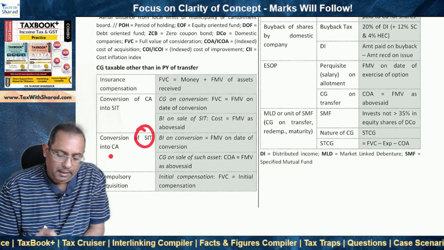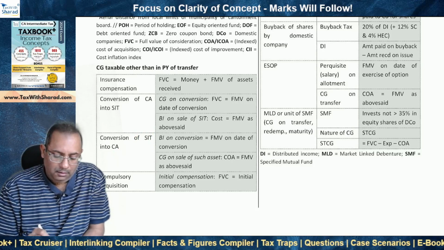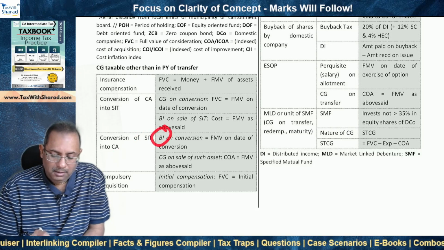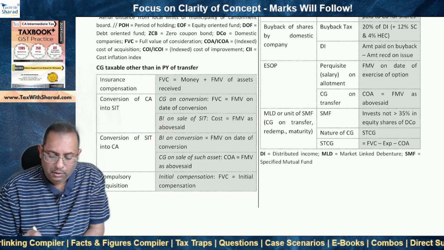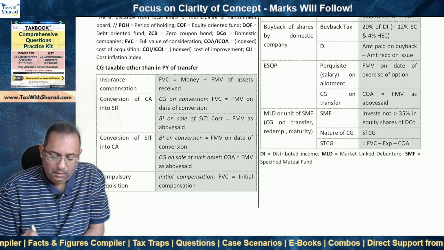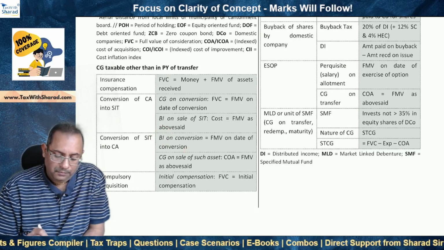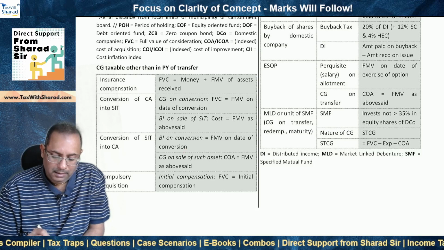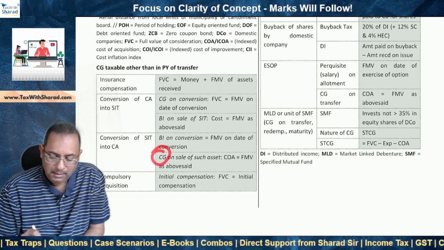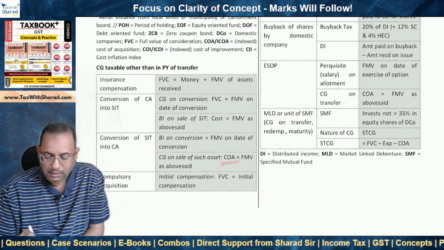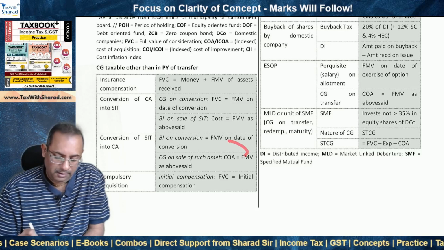Conversion of stock in trade into capital asset. On the conversion of stock in trade into capital asset, business income arises, which is equal to the FMV on the date of such conversion. And when the capital asset is subsequently sold, capital gain arises, and then the cost of acquisition is taken to be the FMV as aforesaid.